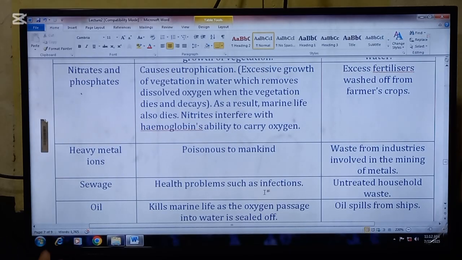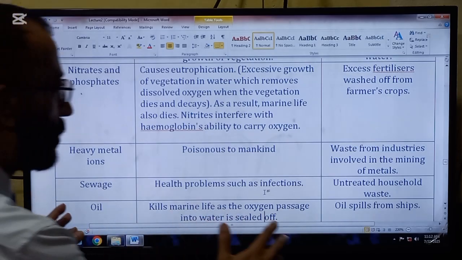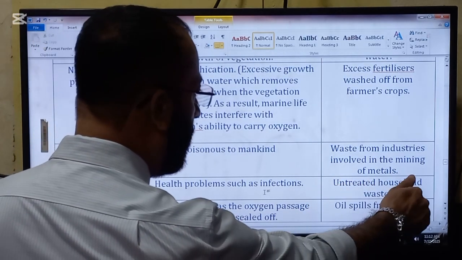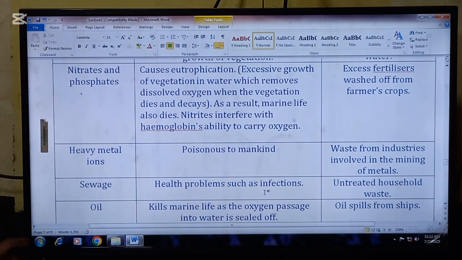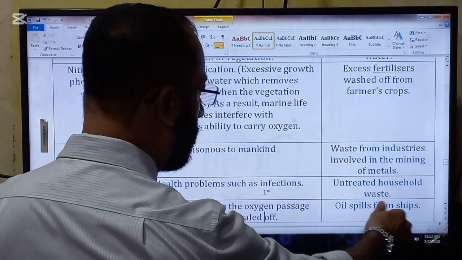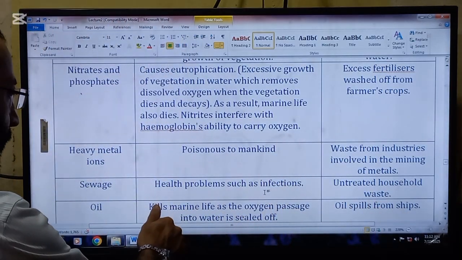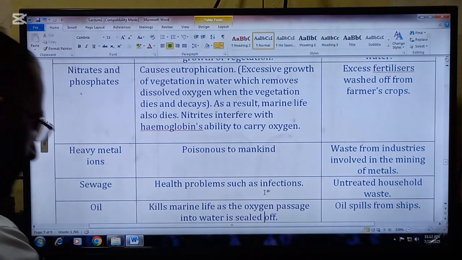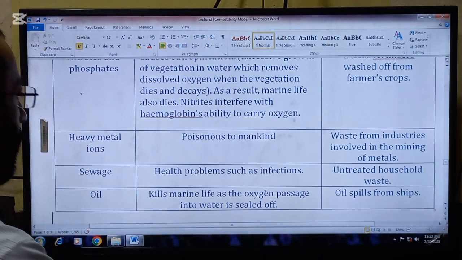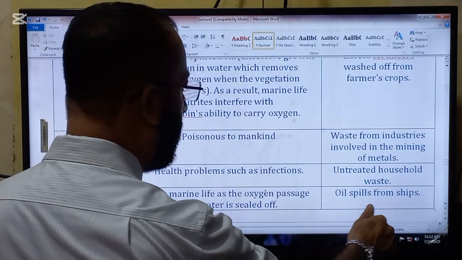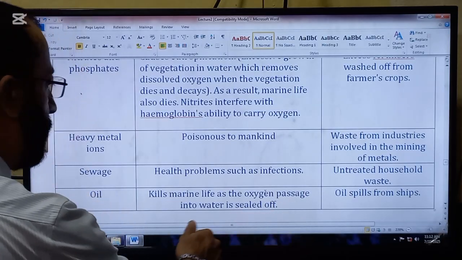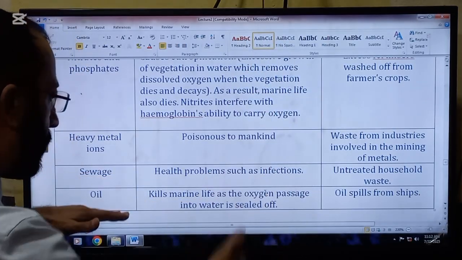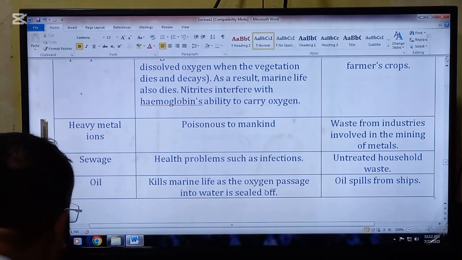The next water pollutant is heavy metal ions. The sources are waste from the industries involved in the mining of metals, and the effects are that they are poisonous to mankind. The next water pollutant is sewage. The sources are untreated household waste, and the effects are health problems such as infections. The next water pollutant is oil. Sources are oil spills from ships, and the effects are that it kills marine life as the oxygen passage into the water is sealed off. So oxygen cannot go into the water from the atmosphere.